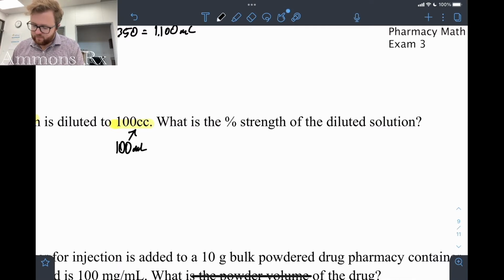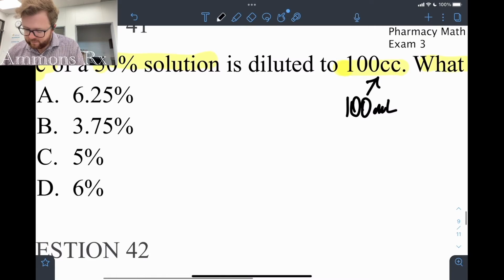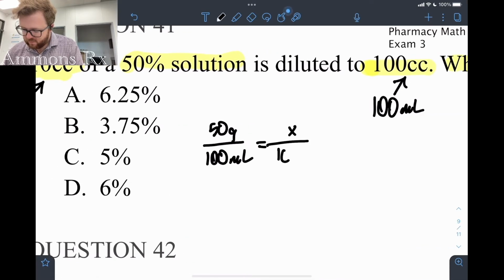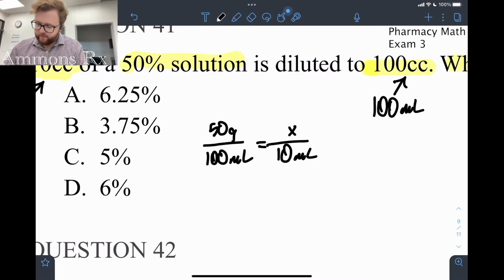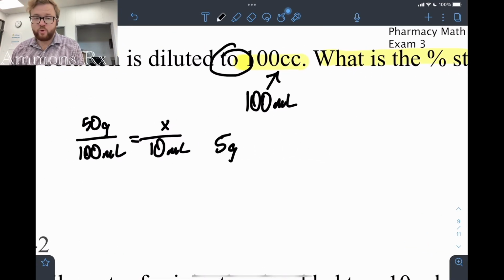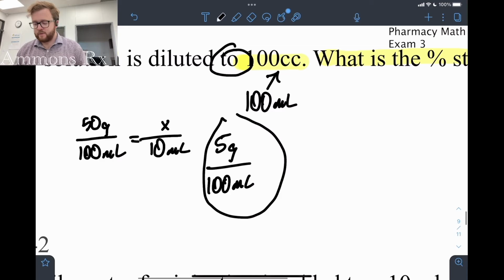What is the percent strength of diluted solution? Okay, so we started with 10 mils of a 50%. Fifty times 10 divided by 100 is 5 grams. It's diluted to 100, meaning that is our final volume. So we have 5 grams over 100 mils, which is literally the percent strength, right? Because it's grams over 100 mils. So the answer is 5.